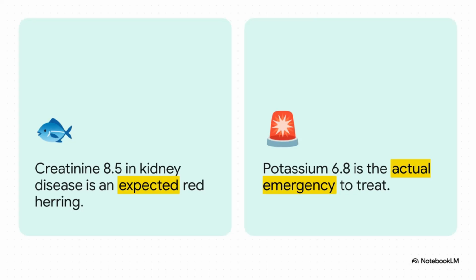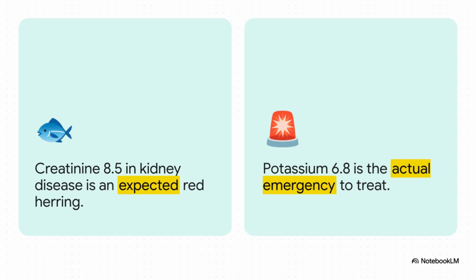Let's look at a classic example of this. Say you have a patient with severe kidney disease. You see a creatinine level of 8.5. Your brain screams, "Whoa, that looks terrible." But wait, for a patient with established severe kidney disease, that's actually an expected red herring. It's logically consistent with their baseline.